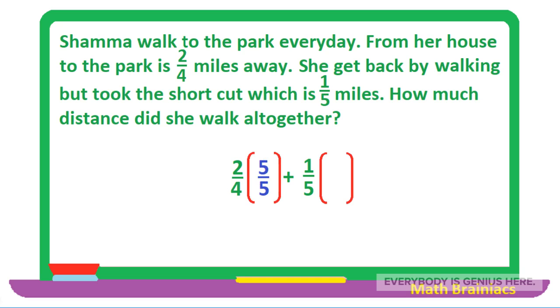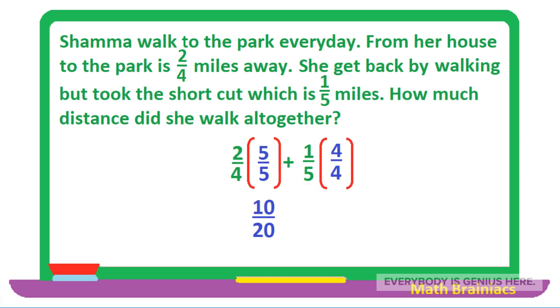So, we're going to multiply the first fraction by the denominator of the second fraction, and it will give us 2/4 times 5 over 5. 2 times 5 will give us 10, and 4 times 5 will give us 20. Therefore, our answer is 10 over 20.